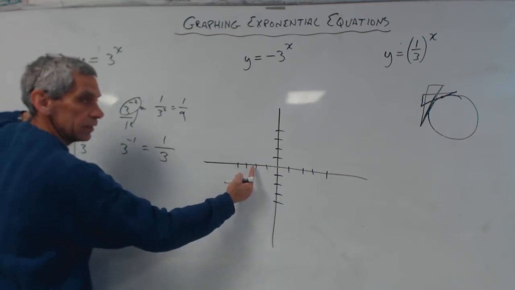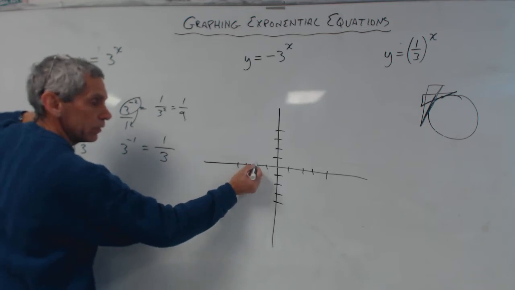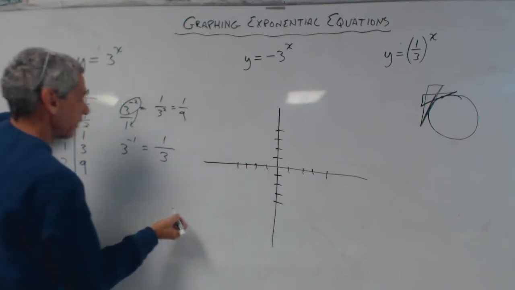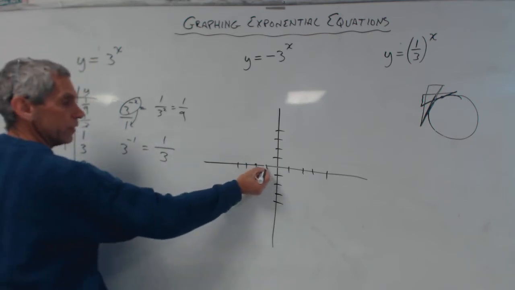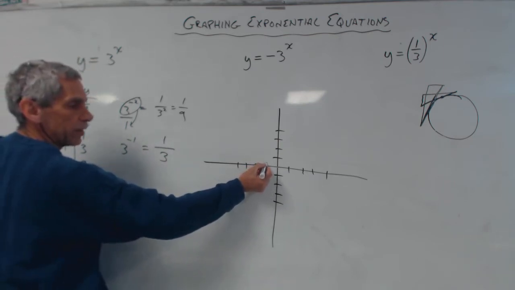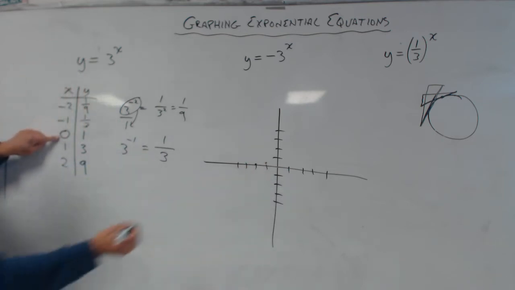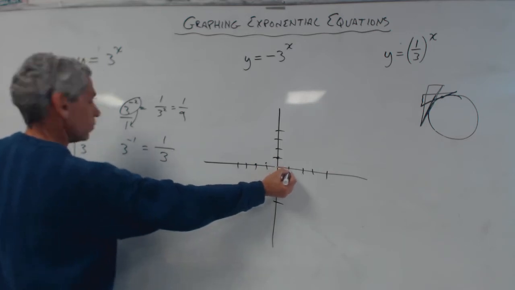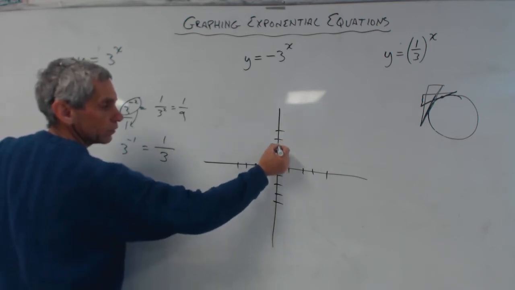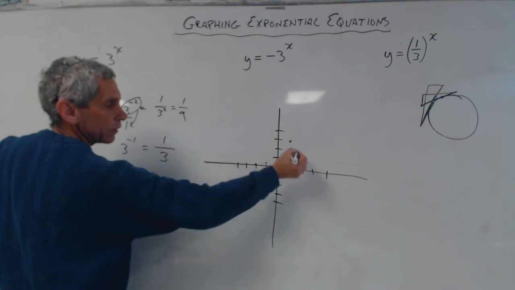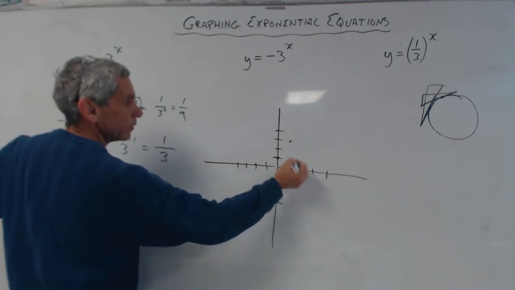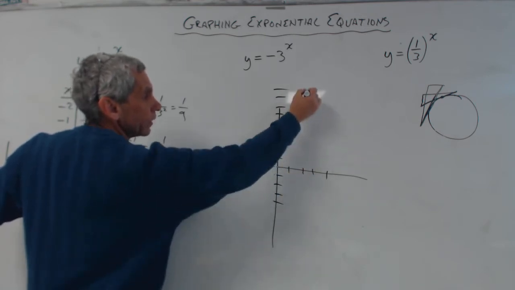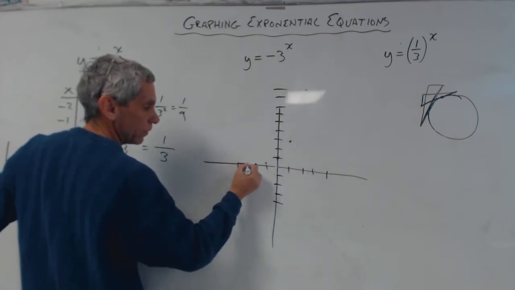So Logan, you take your notes. Up 1/9. 1/9 is not very far, it's right there. Now -1, 1/3. 1/3 is just a little higher. And then when x is 0, it's at 1. When x is 1, it's at 3. And when x is 2, it's 9. So 2, 9. So there's my curve.